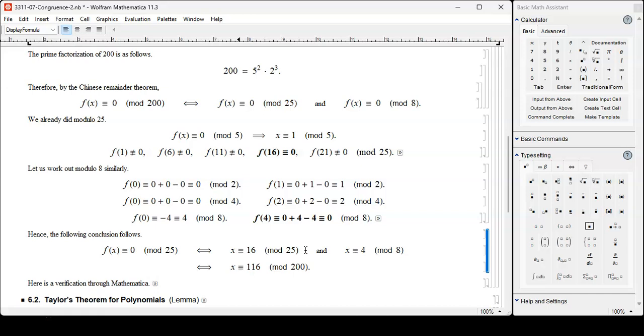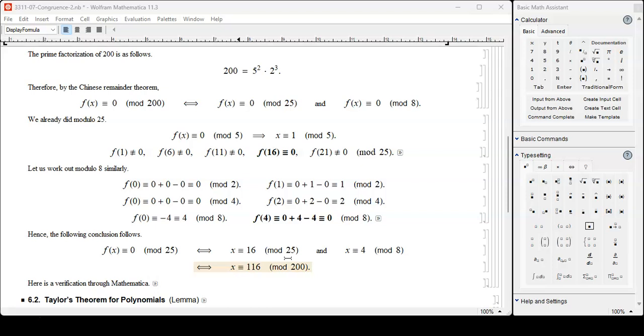x is 16 mod 25, and x is 4 mod 8. That leaves us with 116 mod 200. It's going to require a bit of a dirty computation, I think. Let's see. What are the whole numbers congruent to 16 mod 25 up to 200?